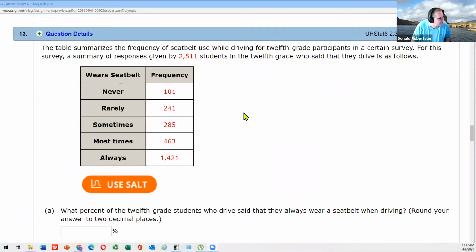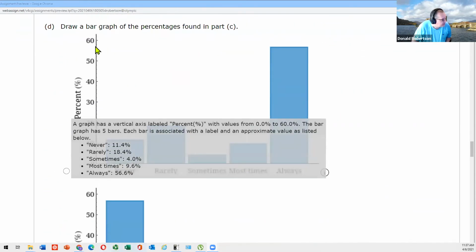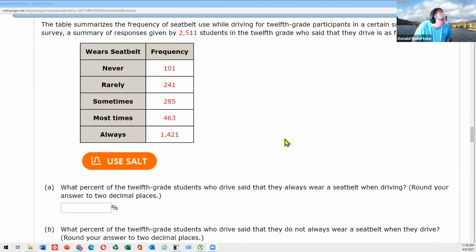So here is a question where they collected data on 2,511 students. So that's what the total is. And these are 12th grade students, and they asked them about seatbelt usage. They never wore a seatbelt. They always wore one, and so on and so forth. So it's kind of like our scale, right? There's 5 on that. Can you imagine calculating all the percentages? Now, draw a bar graph of this data. Well, here's the clever trick.